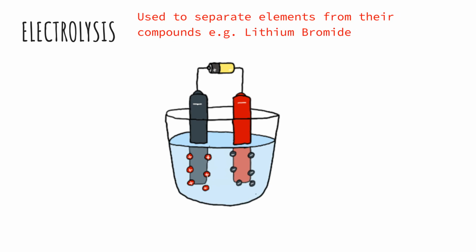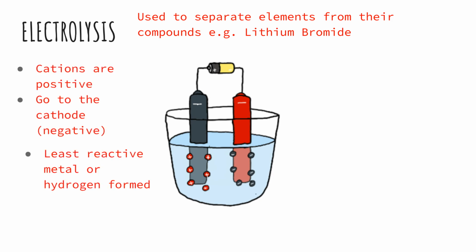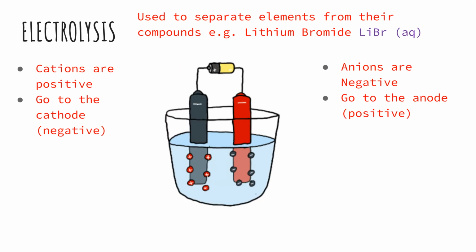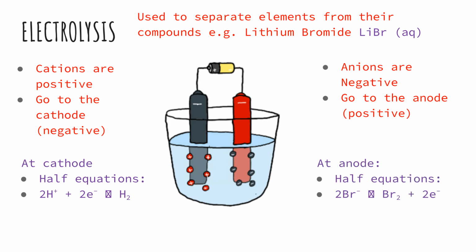Electrolysis separates elements from compounds using electricity. Cations are positive and go to the negative cathode. Anions are negative and go to the positive anode. In the electrolysis of an aqueous solution like lithium bromide, the least reactive metal or hydrogen forms at the cathode. The most reactive non-metal or halogen forms at the anode.